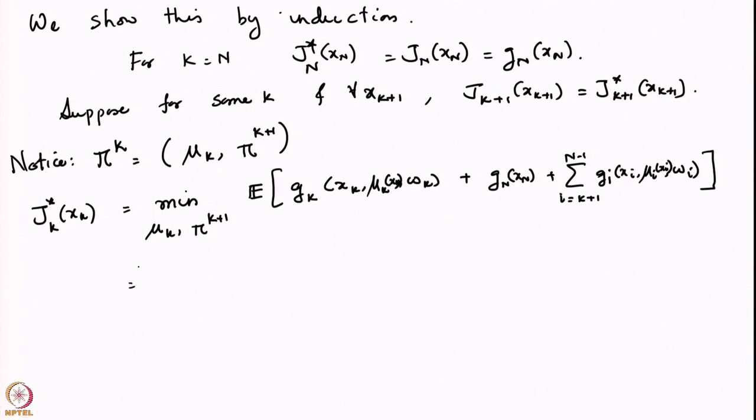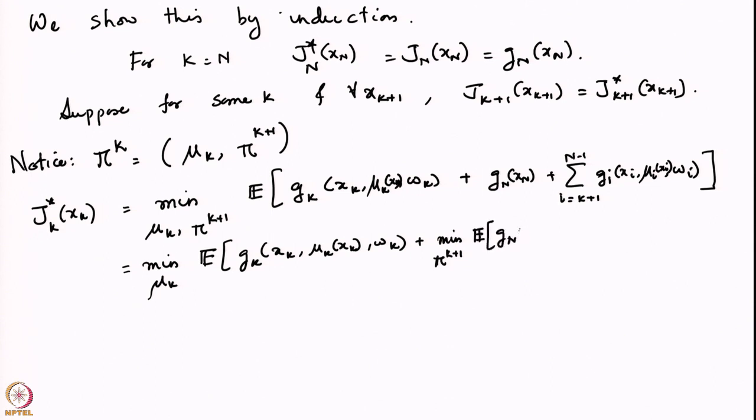So as a result of this, I can actually write this in the following way. I can take the pi k plus 1 inside. So I write this as minimization over mu k, I have my expectation, gk of xk, mu k of xk, wk, plus minimization over pi k plus 1 of the expectation of gn of xn plus this summation, which is I from k plus 1 till n minus 1, gi of xi, mu I of xi, wi.